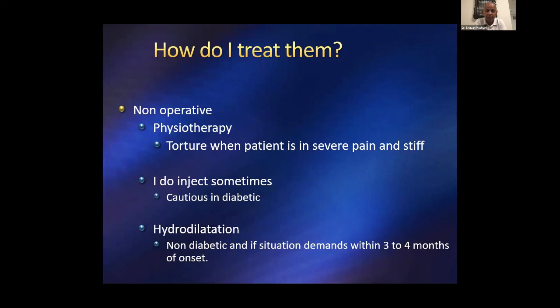I do inject sometimes. Sometimes patients are in severe pain. They don't get better with codeine or simple anti-inflammatories, and if they don't want to go for other modes of treatment, then I do inject, and I don't think it works very well. Hydrodilatation is something which I have been doing more often these days. I don't do it in diabetic patients. It simply doesn't work. And the best results are when done within 6 months, but better if it's in the first 3 to 4 months of onset of symptoms.